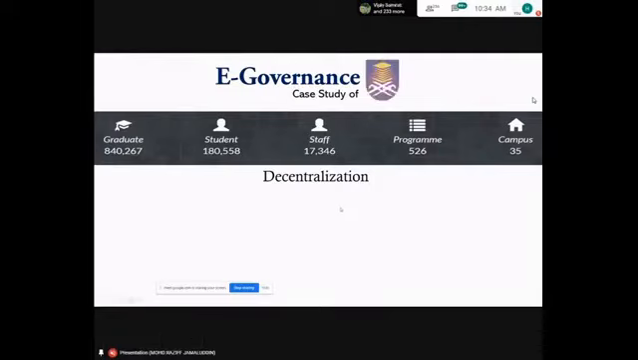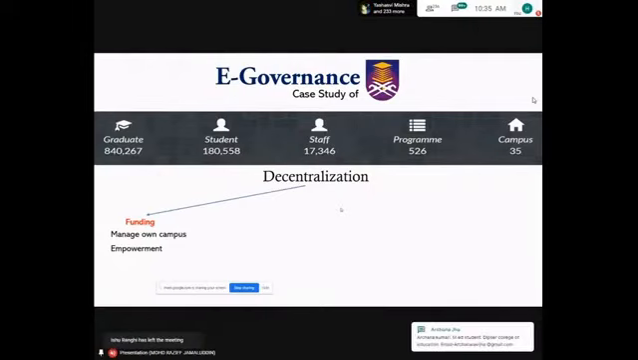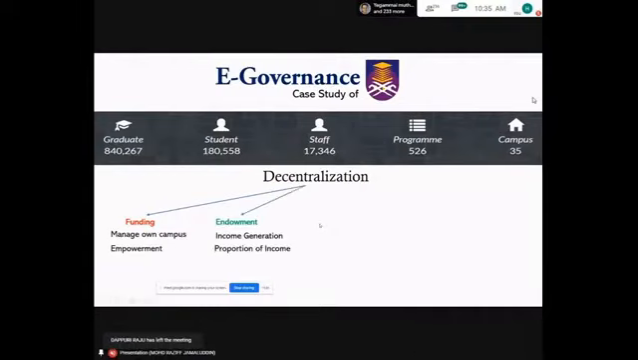For example, number one, funding. The government sometimes gives the university the chance for several campuses to run their own funding, to manage their own campus. So it is also to empower the campus to run their own operation. And number two, but one thing is, I would say the challenges. One challenge in running decentralization is this. Go to the next point, endowment.